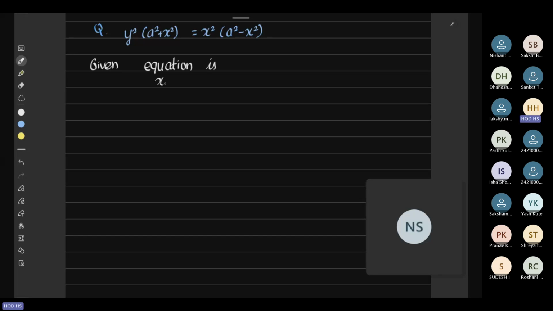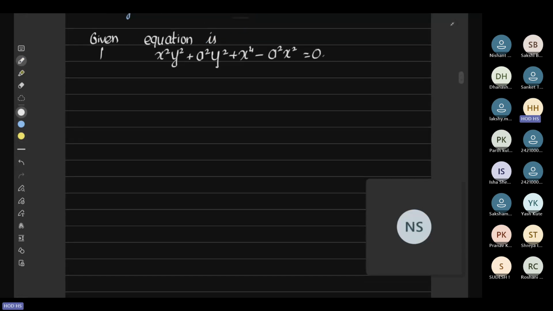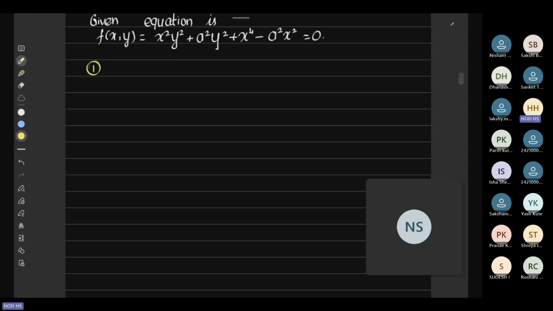Let's write down this given equation. I'll just rewrite this equation as x square into y square plus a square into y square minus x power 4 plus x power 4, because when it comes to the left hand side, this quantity will be positive, and minus a square x square is equal to 0. I will call this equation f of xy so that it's easier to address the equation. So I'll start discussing the symmetry.